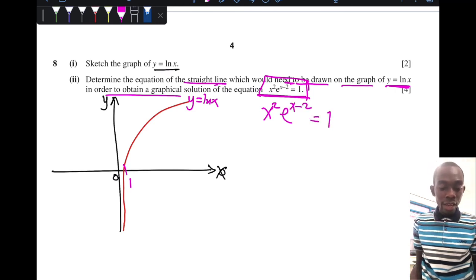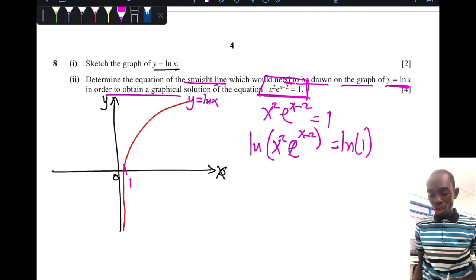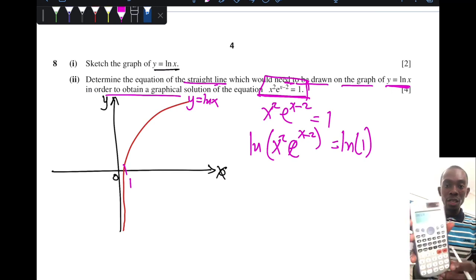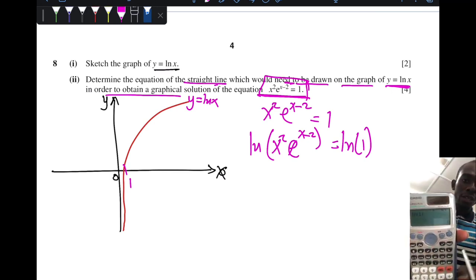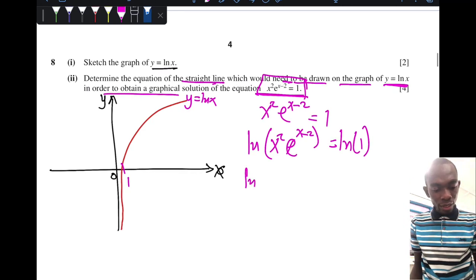Well, you can decide to take the natural log of both sides, which is the ln of x squared e to the power x minus 2 equals the ln of 1. Now, let me show you something. Ln 1 is 0, so on the calculator, you say ln 1. Calculator will tell you that the answer is 0. Okay, so let me even expand that straight away. So you have ln x squared plus ln e to the x minus 2, everything equals 0.